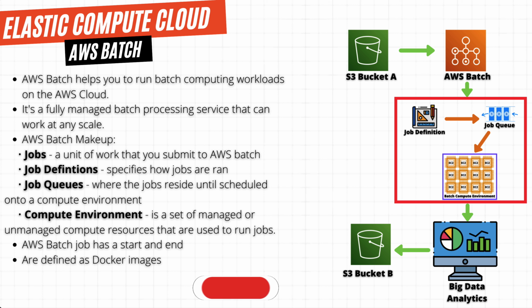AWS Batch is a fully managed batch processing service from AWS. You develop your applications and services, and then you define what resources you need to run these apps and services. And then you let AWS Batch handle the rest. These applications will run in containers using Docker, and then you submit the containers to be run, and then Amazon will find where and how to run them.